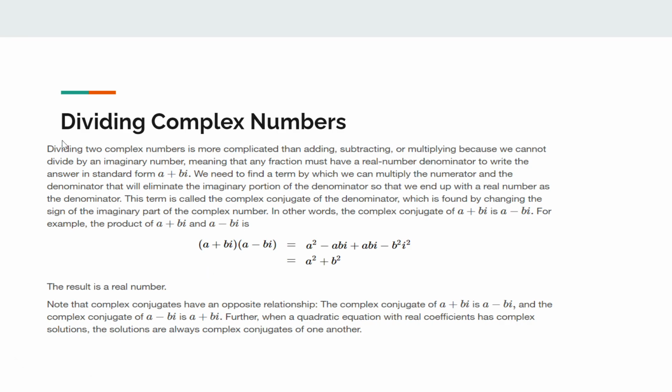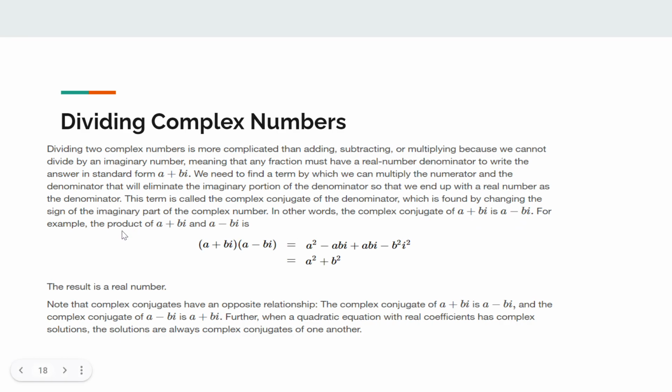Alright, dividing complex numbers. Dividing two complex numbers is more complicated than adding, subtracting, or multiplying because we cannot divide by an imaginary number, meaning that any fraction must have a real number denominator to write the answer in standard form a plus bi. We need to find the term by which we can multiply the numerator and the denominator that will eliminate the imaginary portion of the denominator, so that we end up with a real number as the denominator. This term is called the complex conjugate of the denominator, which is found by changing the sign of the imaginary part of the complex number. The complex conjugate of a plus bi is a minus bi.